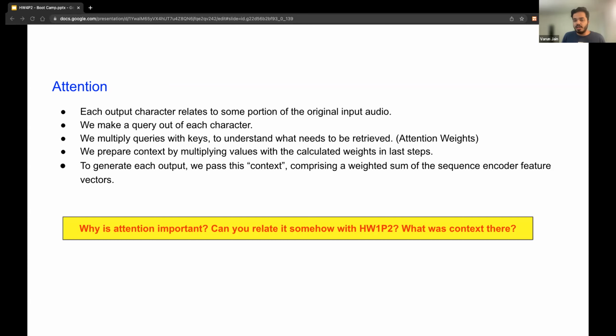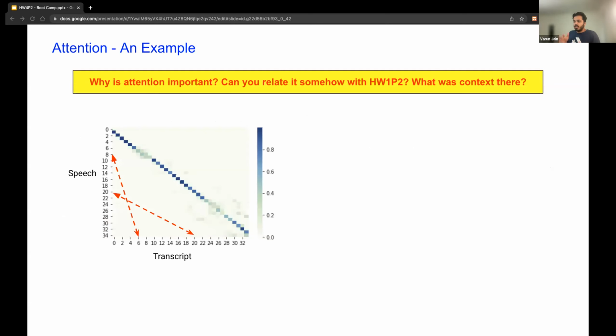Can you somehow relate it to the 1P2 homework, where we were also using something like a context to calculate the frame-wise character? As you see, this is an attention diagonal, and when you solve the homework, you will make such an attention diagonal. What this diagonal says is, the y-axis is the speech axis, which tells you the sequence of speech, the time steps of each speech sequence. And on the x-axis, we have the transcripts. So it's input versus output.